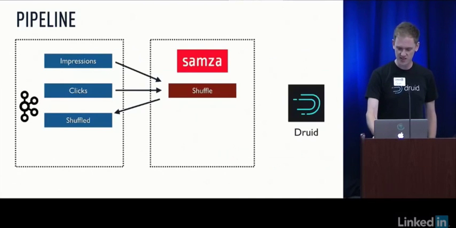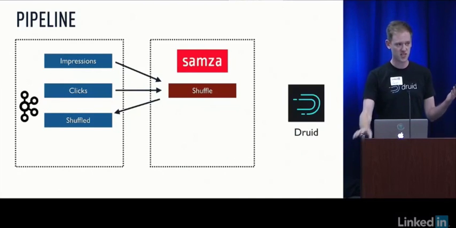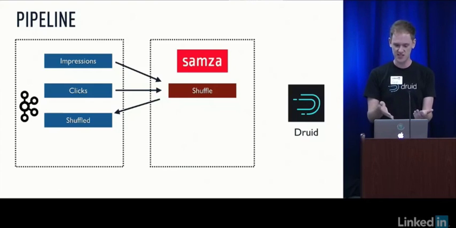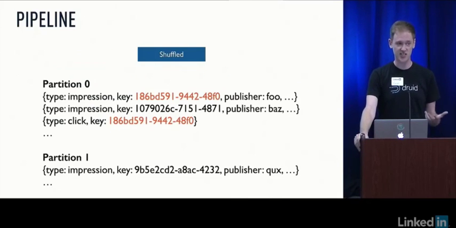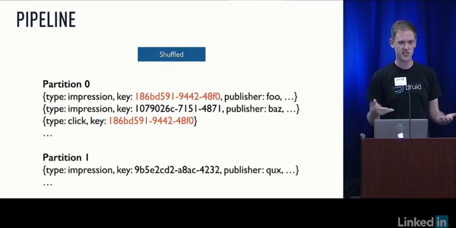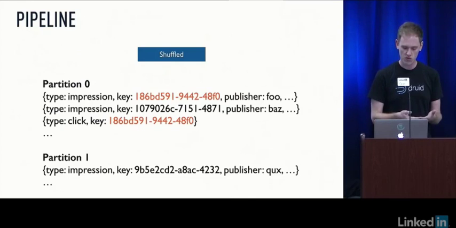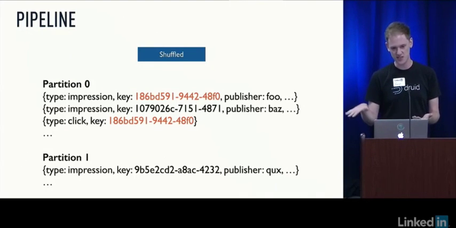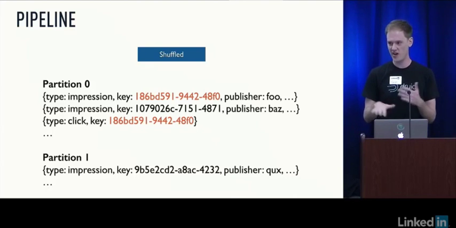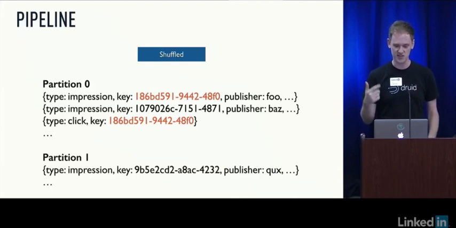The way we do that is with a shuffle job. The shuffle job reads from two input topics, impressions and clicks, and writes to an output shuffled topic. That topic is actually partitioned by key, and it puts those two data types in the same topic. So you see impressions and clicks in the same topic, and everything with the same key ends up in the same partition. This is to prepare for the next phase, which is going to be a join.